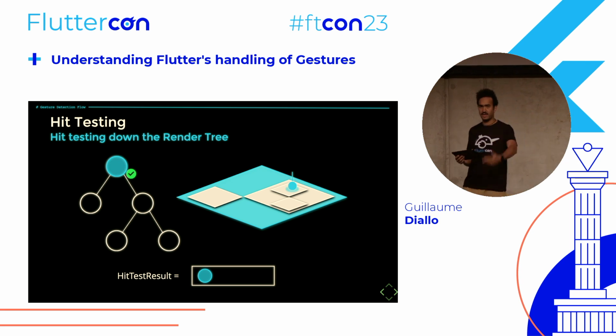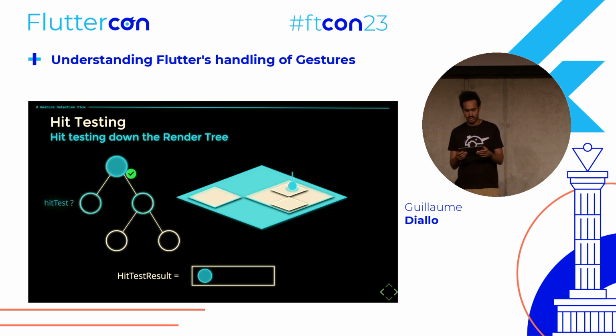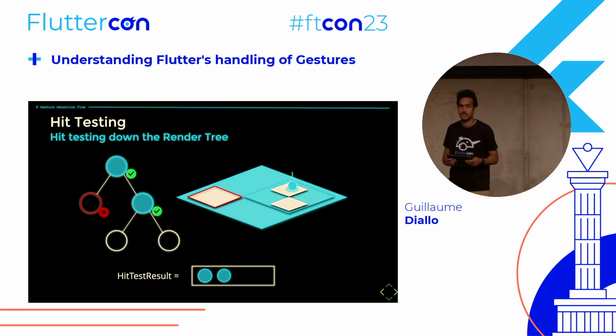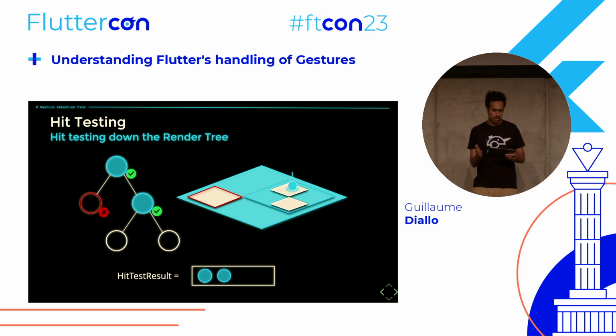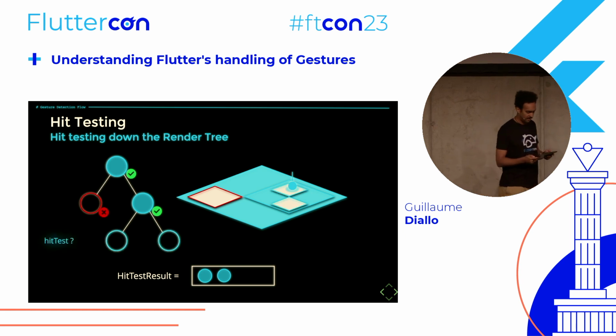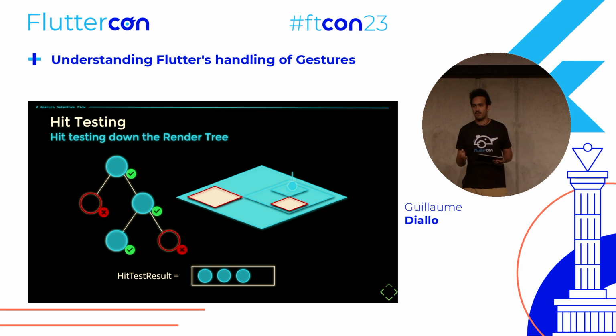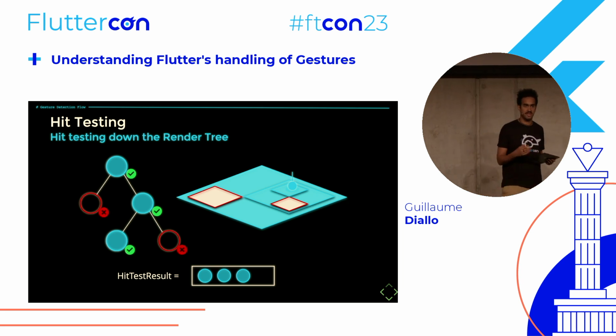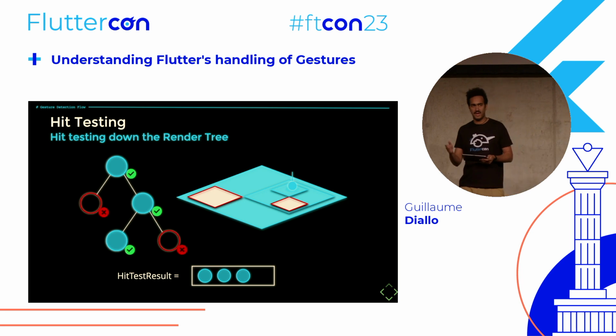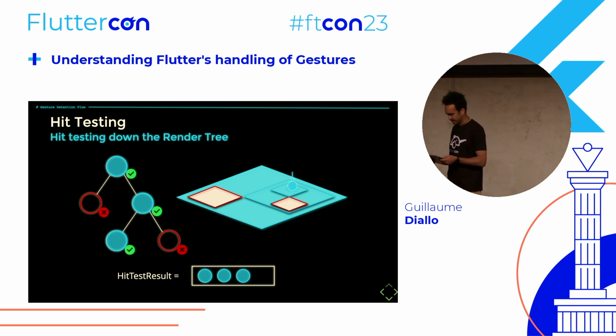Then it propagates through the children, and so you have two children here. We ask the hit test for both of them, and one answers yes, the other one answers no: I'm not interested, this is outside of my range, I don't care about that pointer. And then we propagate to the last ones, and we have the same answer. And there you go, we have a hit test result that is the list of all widgets that answered yes to the hit test question, and that say, I might be interested in that pointer and the related events.